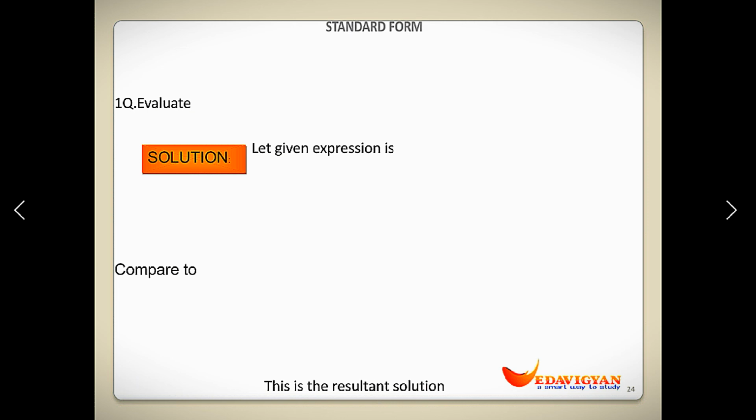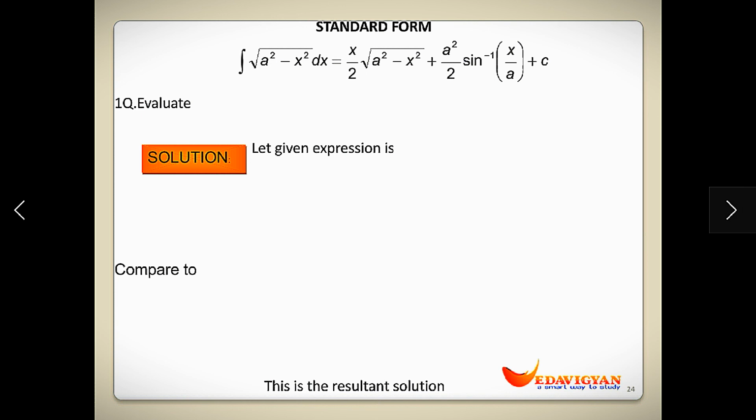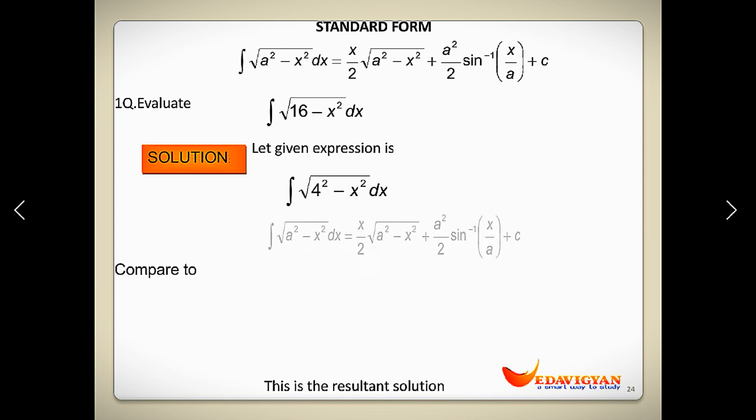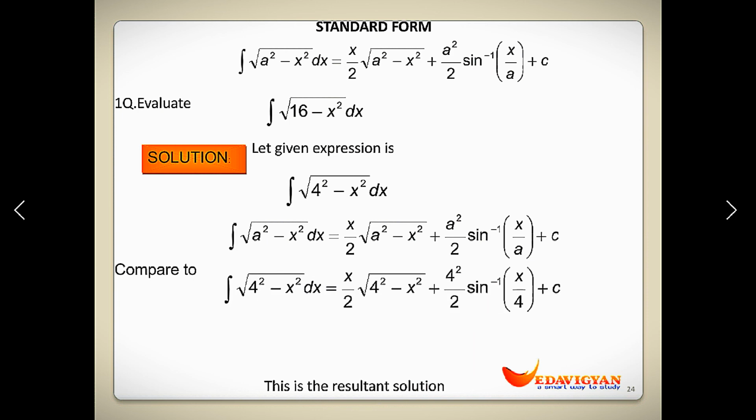Go to another standard form here. Integral square root of a square minus x square dx is equal to x by 2 square root of a square minus x square plus a square by 2 sin inverse x by a plus c. Now evaluate integral square root of 16 minus x square dx. The given expression, 16, may be converted into 4 square minus x square dx. Its equation is compared to the standard form, and we get the resultant solution.